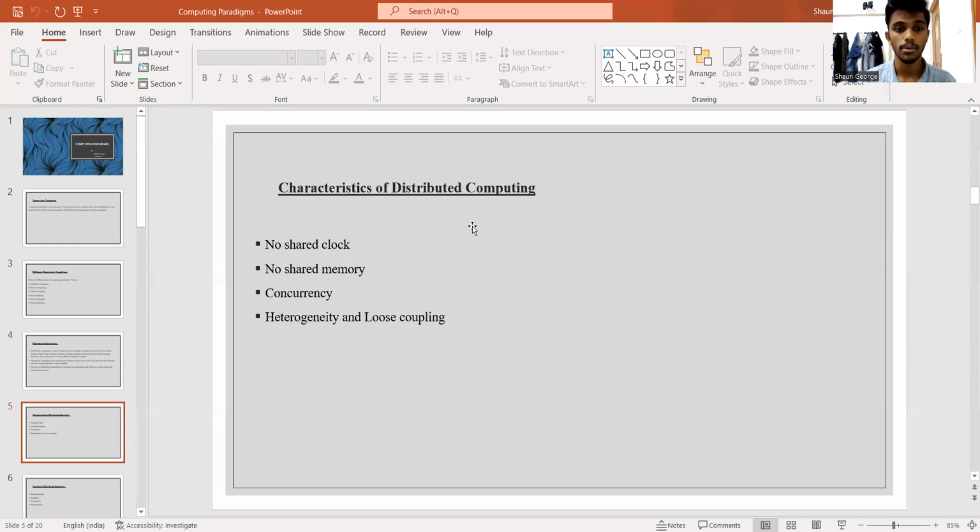Next, we can discuss the characteristics of distributed computing. First one, no shared clock. Second one, no shared memory. Third one, concurrency. Fourth one, heterogeneity and loose coupling.